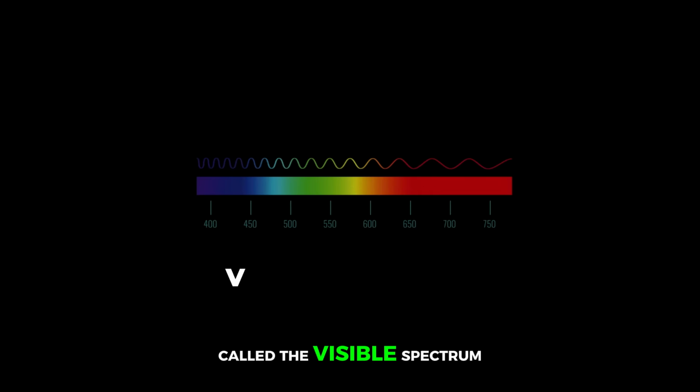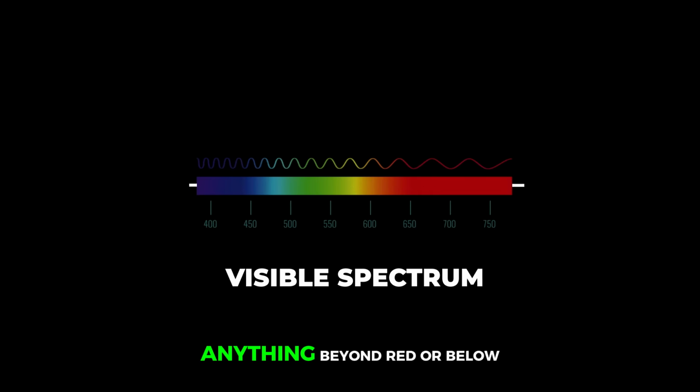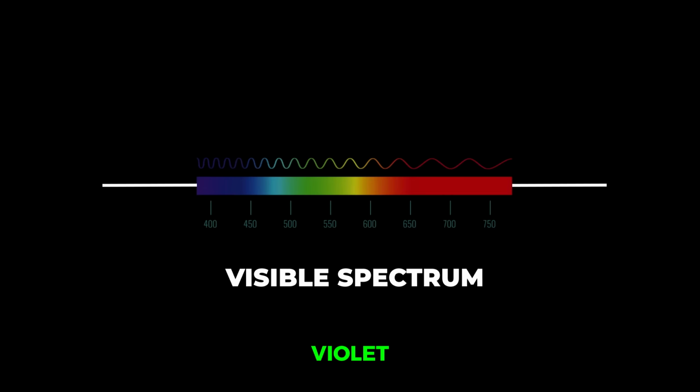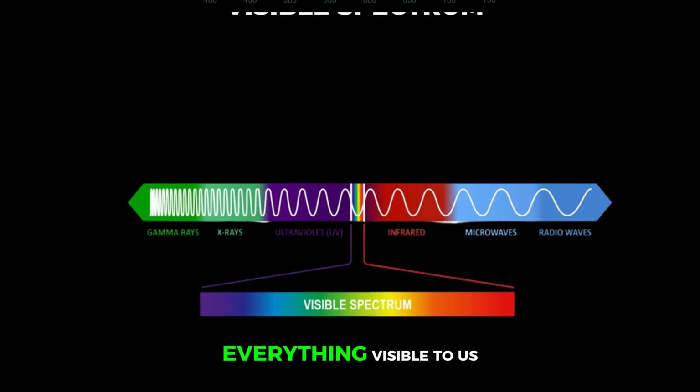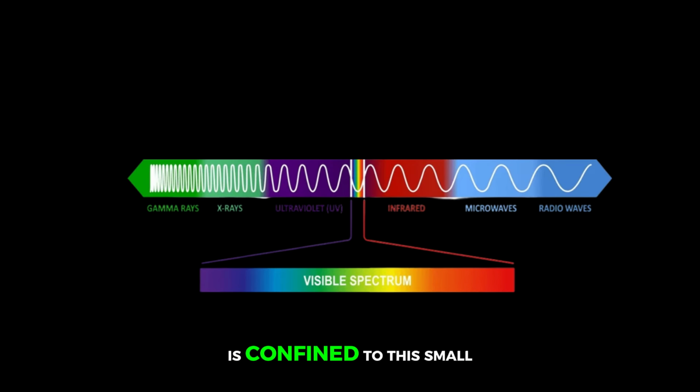Everything we've ever seen in our lives, or will ever see, is limited to a range called the visible spectrum. Anything beyond red or below violet, we simply can't see. The human eye can't see all colors. What we see is just a tiny portion of the world we live in. Everything visible to us is confined to this small slice, meaning we're missing out on a lot of things.